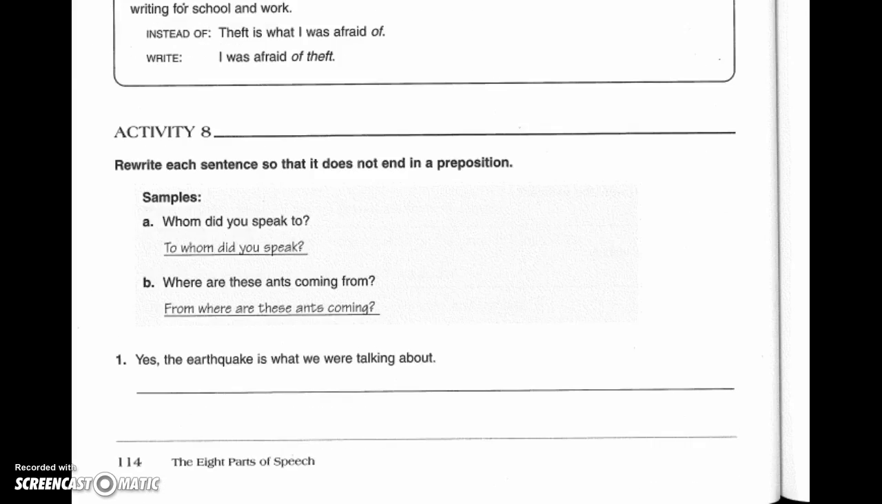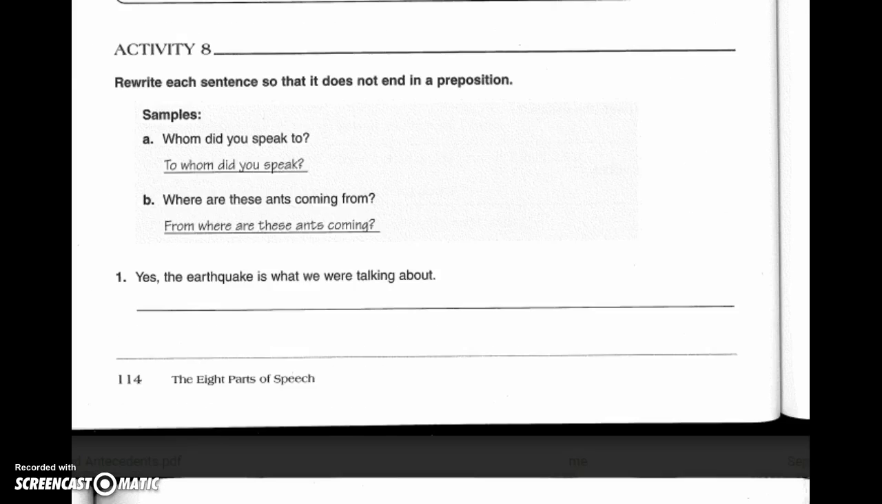The last activity I'm going to show right now is activity 8. You want to make sure in your writing you do not end a sentence or a question with a preposition. You're really supposed to put that in the body of your sentence. So taking a look at the samples, A says, whom did you speak to? Really, we want to have that to tucked before the word whom. In other words, we want it to say, to whom did you speak?